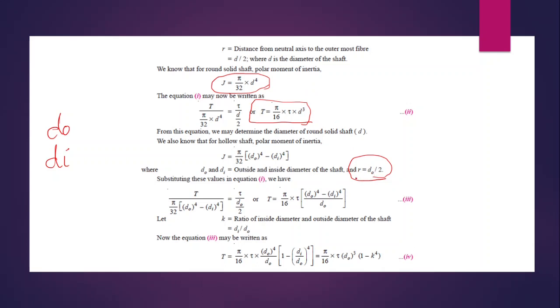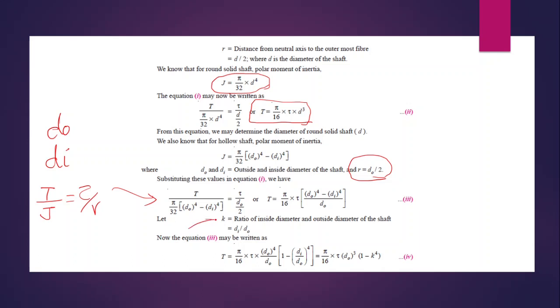Then we can substitute these values in the equation T by J is equal to tau by R. Then we will get this particular equation. From this equation we can write T is equal to pi by 16 into tau into dO raised to 4 minus di raised to 4 divided by dO.